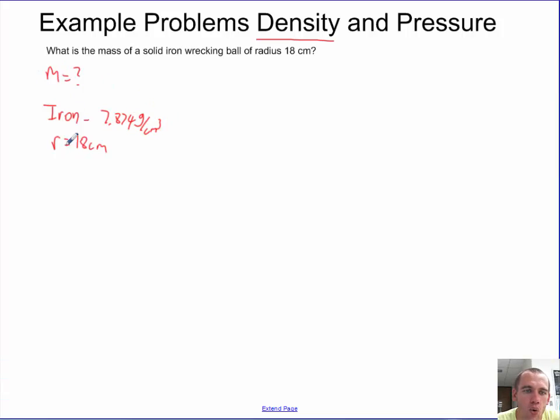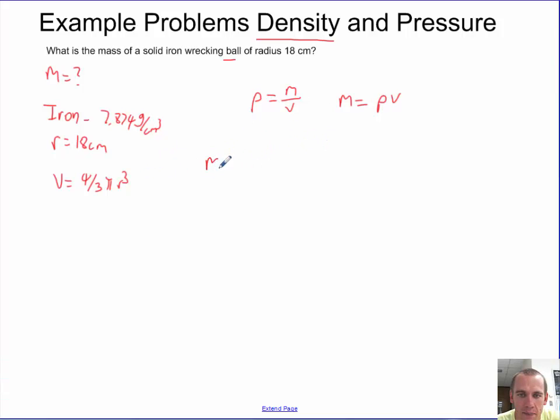Now, we're given a radius, we have a density, and we're asked to find mass. Well, this is a density problem, but since it's a wrecking ball, a ball is a sphere, we'll assume it's a sphere, and the volume of a sphere is equal to 4/3 pi times the radius cubed. So that's enough information for me to find the volume of the sphere, and since density is equal to mass over volume, I need two of those three things, so I can say mass is equal to density times volume. So if I can find the volume, I know the density will be good to go.